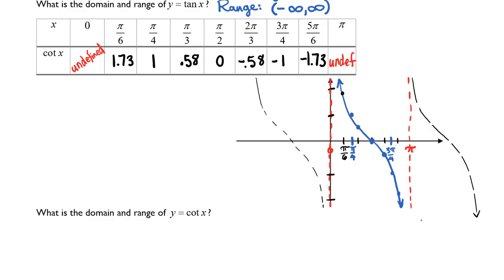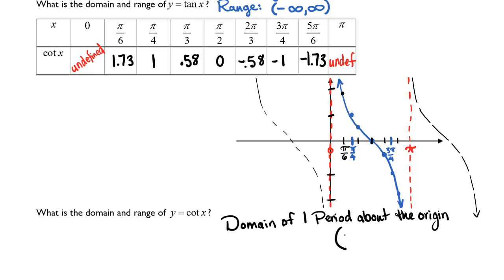And so I know that for my repetition of the domain, I could write this in either set builder notation, or I could write it as a single period. So for one domain of one period, we'll say about the origin, because this is the closest one to the origin and it's positive, your interval is from 0 to pi, not including the endpoints.